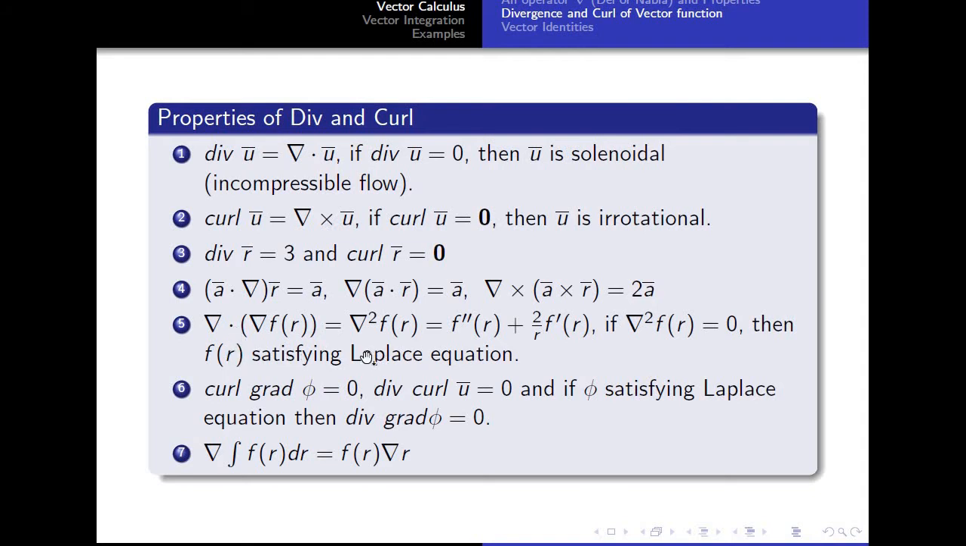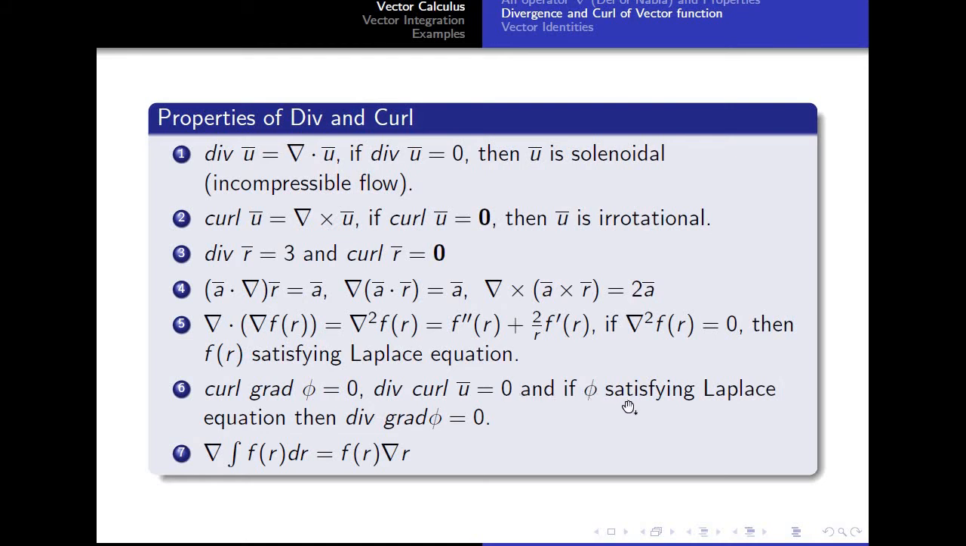But this one is important: del square of f of r. If del square of f of r is 0, then the function satisfies the Laplace equation, because del square is called the Laplacian operator. The sixth one is very important. Sometimes they directly give results and ask what the result will be for curl of grad phi, or divergence of curl of u bar. All these are such identities.